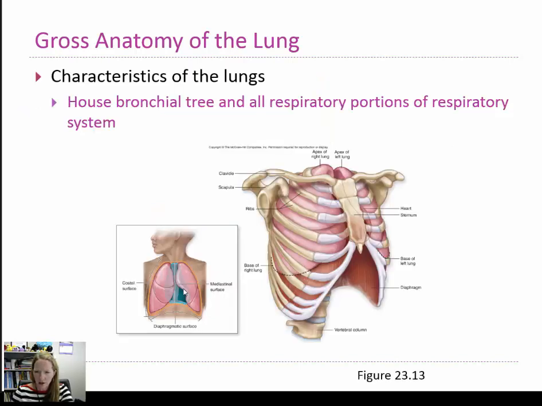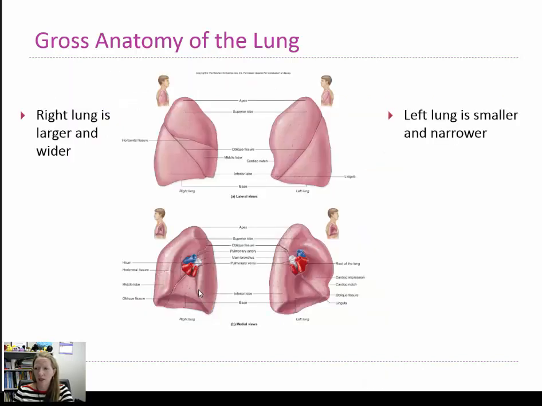So if we go back to this, they took the heart out, but that's where the heart is going to sit. That's why the left lung is smaller and narrower. You have this little cardiac notch on the left lung to accommodate the heart. And if you look at this medial view, it has a cardiac impression as well, which is also where the heart invades part of the lung space. So it's kind of interesting.